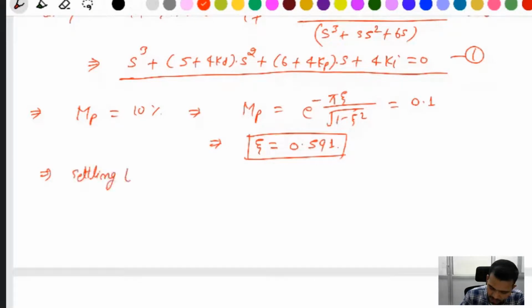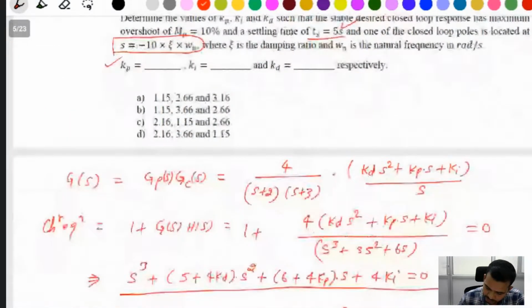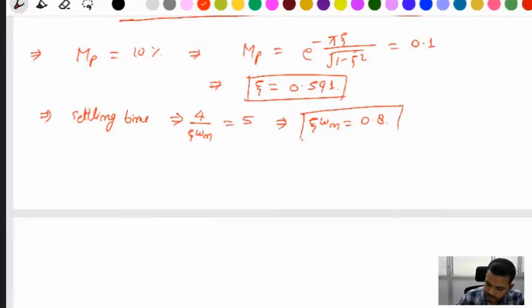And settling time is also given, five seconds. Settling time is 4 divided by zeta omega n, equal to 5. Find zeta omega n here, 0.8. If you divide by zeta, zeta omega n by zeta, we find omega n. Omega n is 0.8 divided by 0.591, that is 1.35.